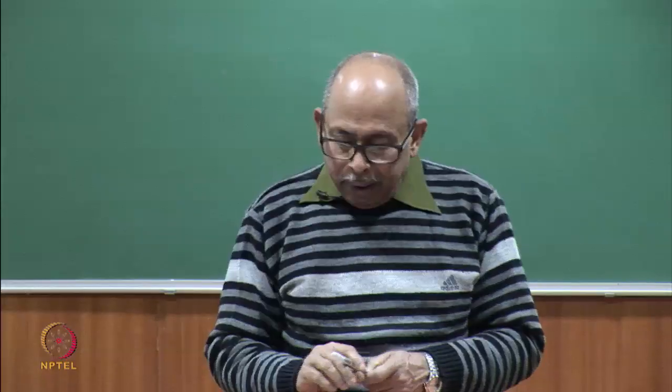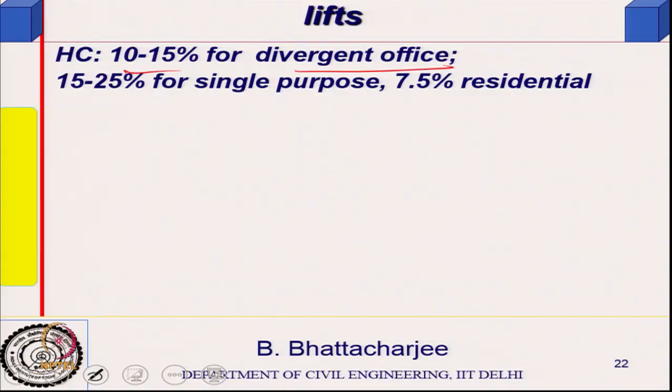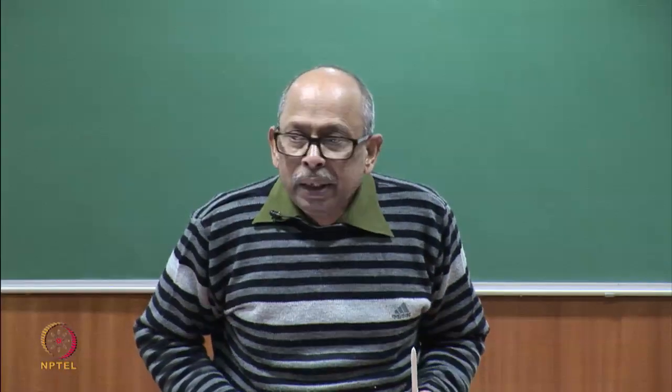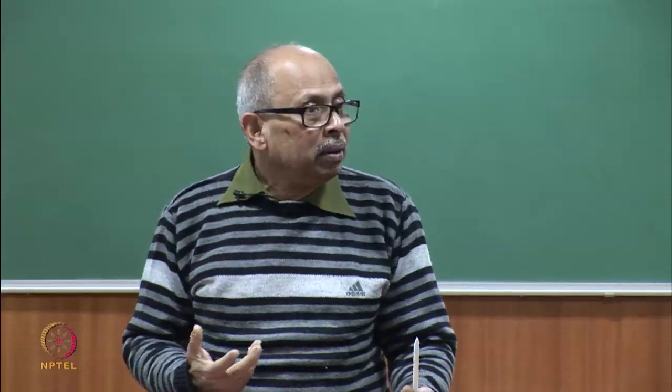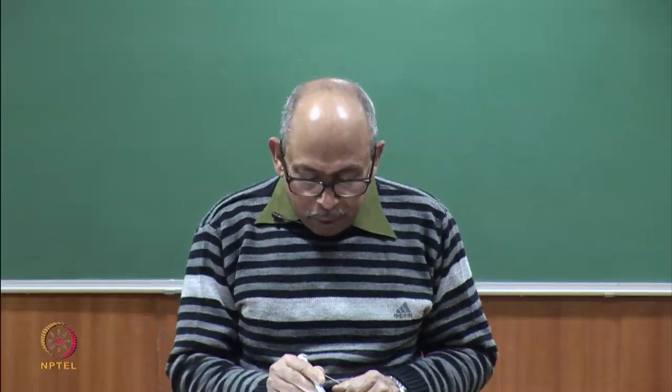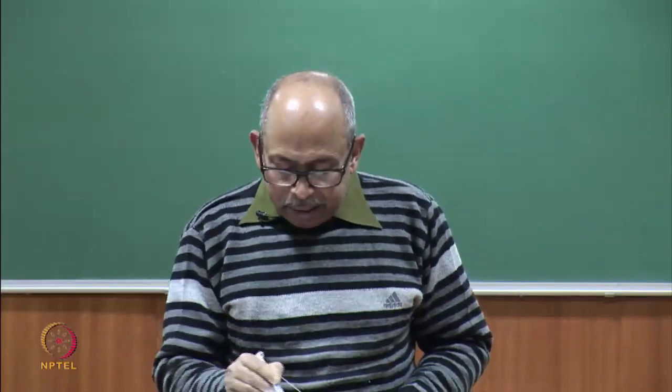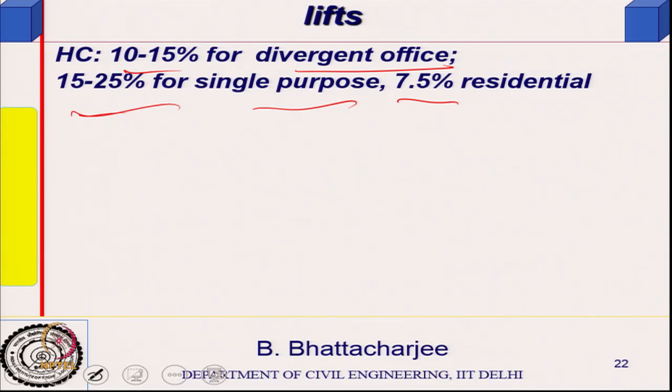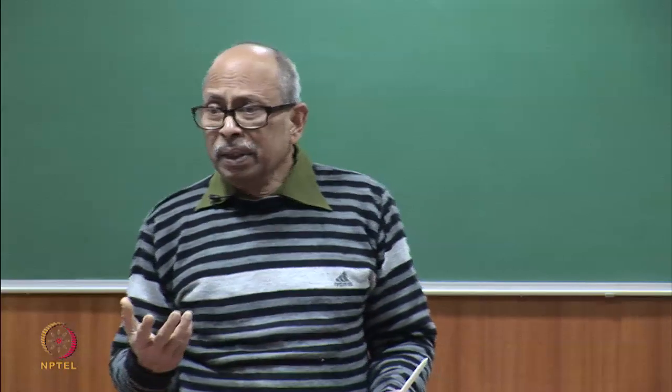For example, a good handling capacity suggested is 10 to 15% for a divergent office, and 15 to 20% for a single purpose office. What we talked about, the most complex design, is the single purpose office. There you should be able to handle more people. So 10 to 25% for single purpose. 7.5% is the suggested value in the code for residential, because residential people do not go at the same time.